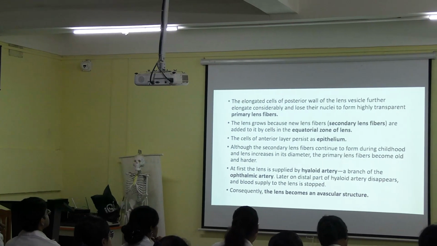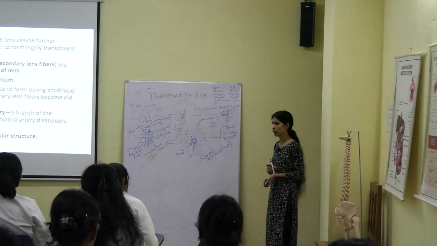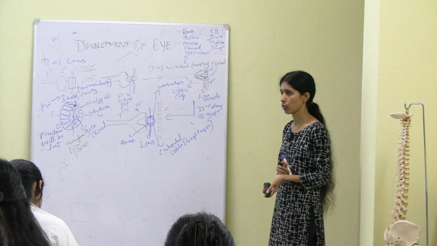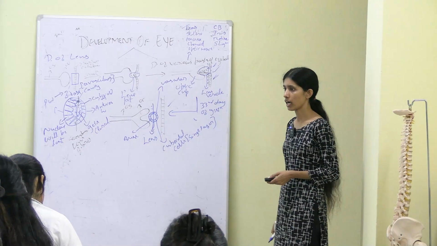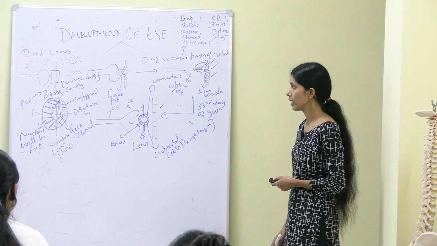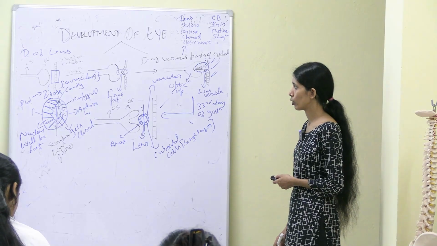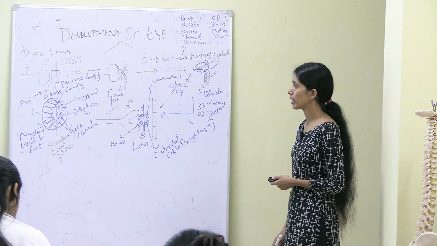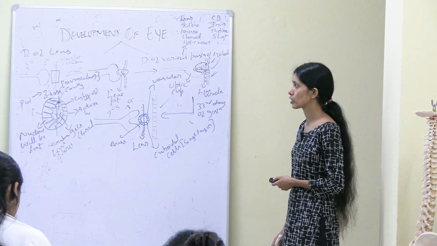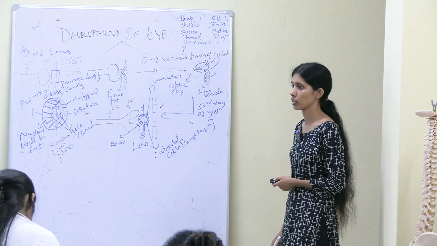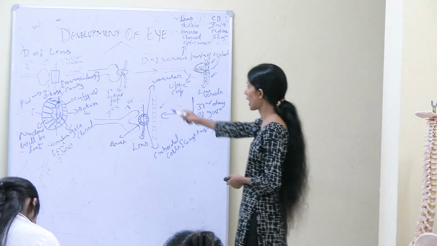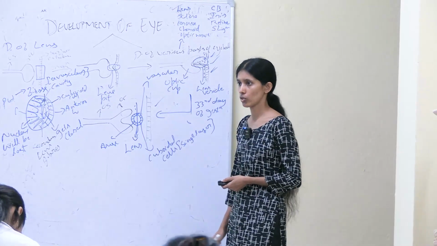In the optic stalk region, we have the choroid fissure. At one point during development, your choroid fissure will get closed and give rise to your hyaloid artery, a branch of the ophthalmic artery. Later on, the distal part of the hyaloid artery will disappear and blood supply to the lens is stopped in this region. Consequently, the lens becomes an avascular structure. Remember, only the posterior wall part will become avascular, whereas the anterior part will remain vascular.